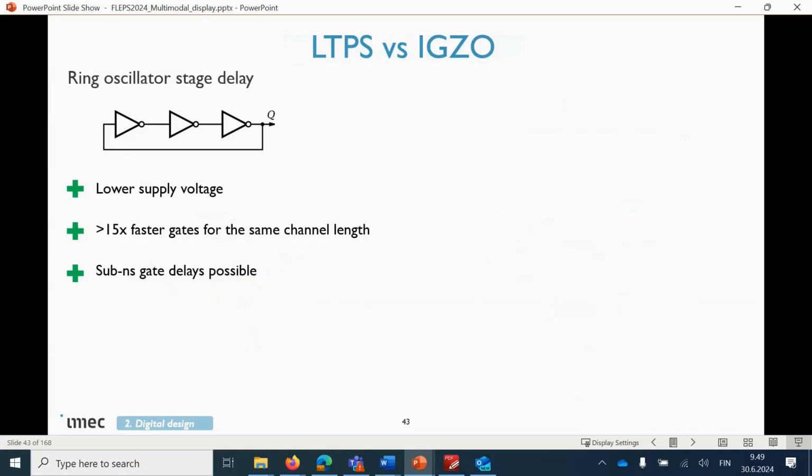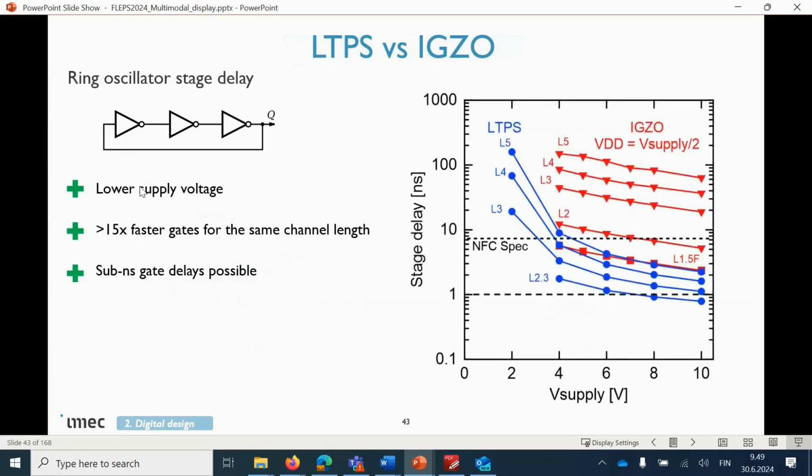let's say, in speed. If you make a ring oscillator, even though the power is lower, you see that you get, let's say, 15 times faster gates, which means 50 times faster logic or processing, at least, even though we're comparing here 2 different nodes, a 1.5 node to a 2.3 micrometer node. You get sub-nanosecond gate delays.